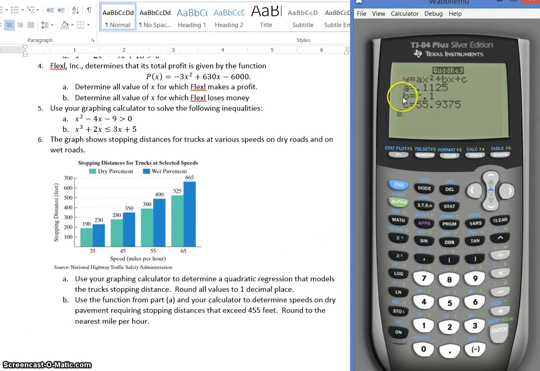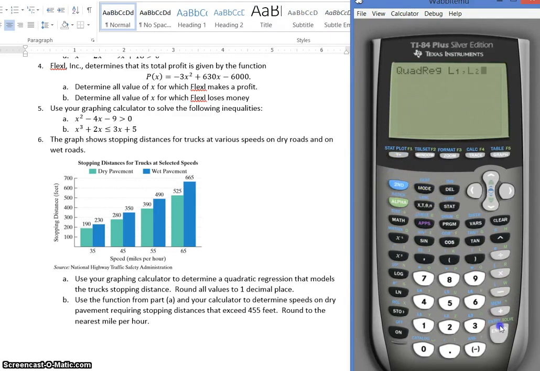Anyway, we're rounding to 1 decimal, so we're going to have 0.1 x squared minus 0.1 x plus 55.9. So that would be our answer for A. Then it says, use the function for part A in your calculator to determine the speeds on dry pavement requiring stopping distance of 455. So what we're going to do, 55.9, I got to remember that number. We're going to type in our equation here, 0.1 x squared. I think it was minus 0.1 x plus, I got to go back and look.